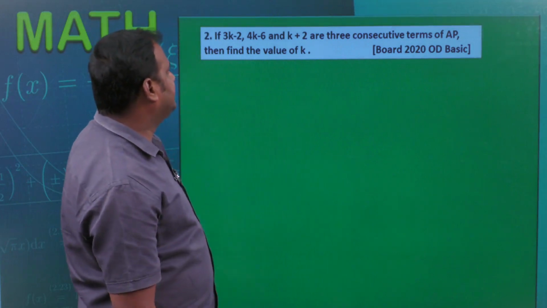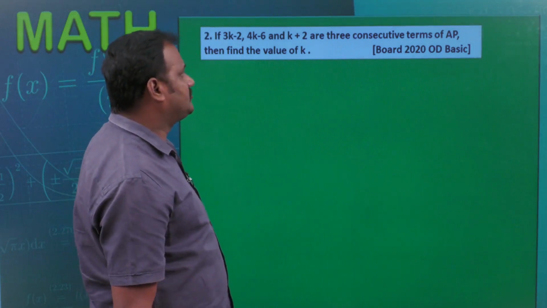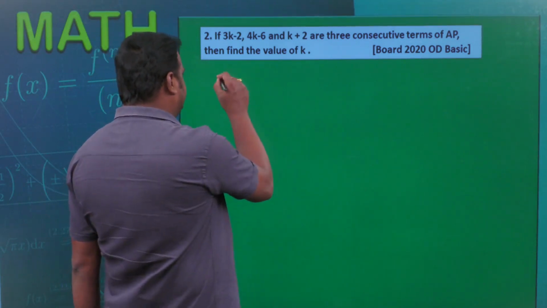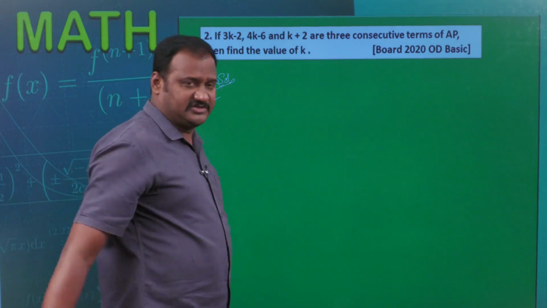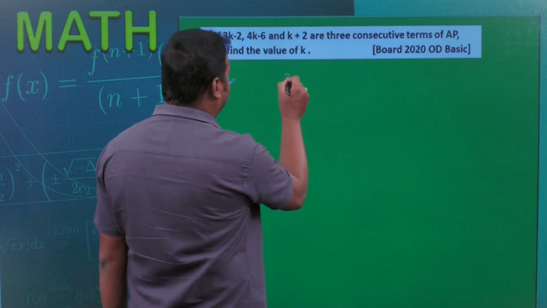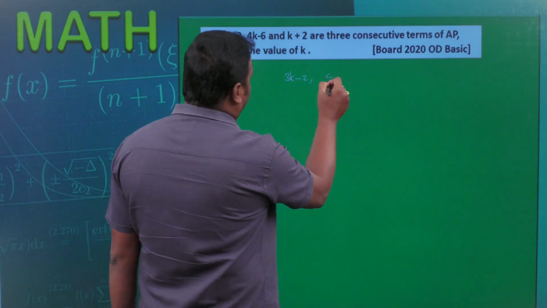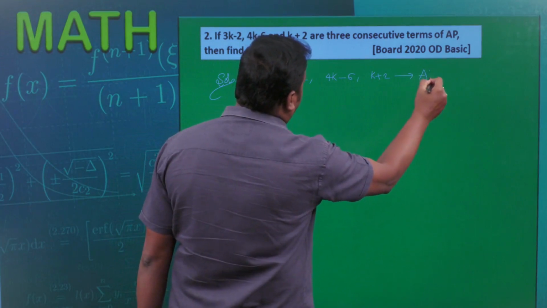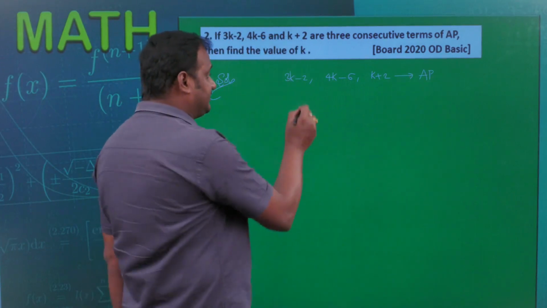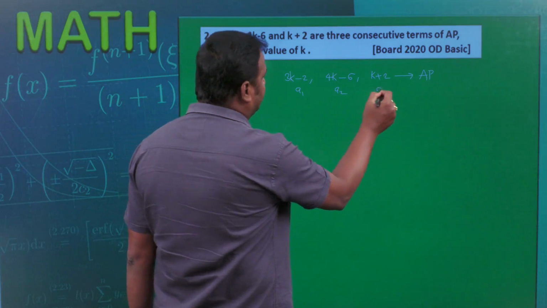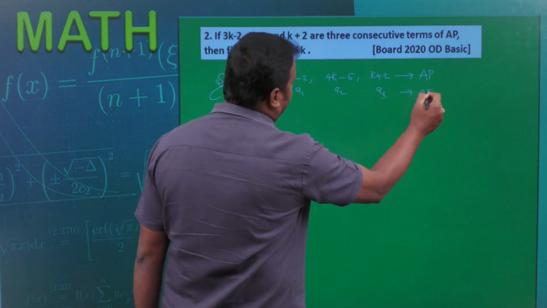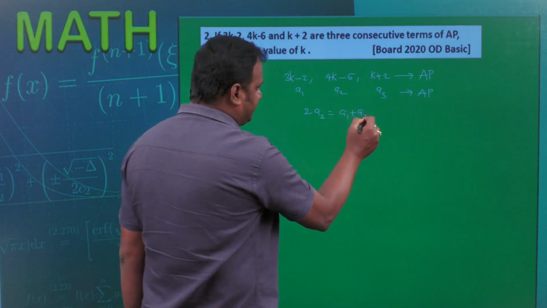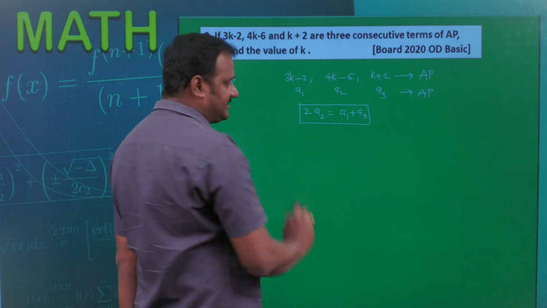So coming to the next one: 3k minus 2, 4k minus 6 and k plus 2 are 3 consecutive terms of an arithmetic progression. Then find the value of k. We discussed this kind of problem in even 1 mark questions also. The given terms are in arithmetic progression. When 3 terms a1, a2 and a3 are said to be in arithmetic progression, 2a2 is equal to a1 plus a3.